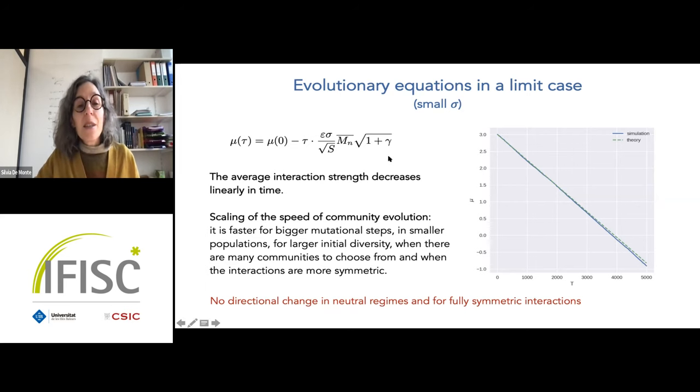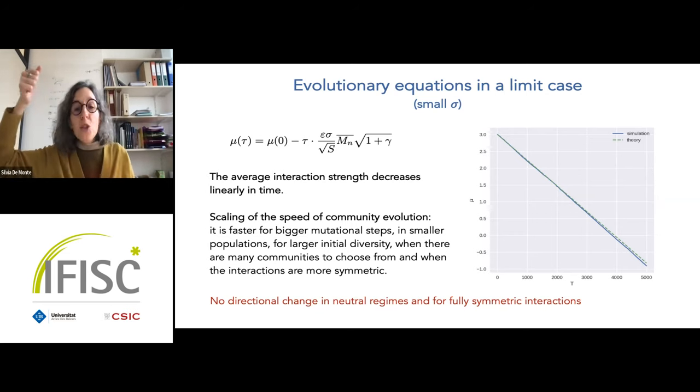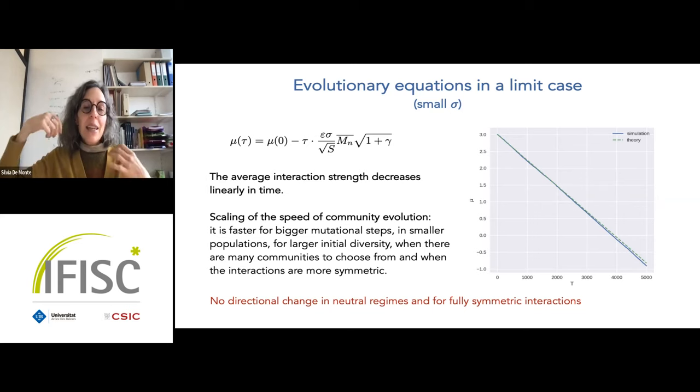Something I didn't mention is that the speed of this decrease depends on the symmetry of the interaction matrix. It is faster for symmetric matrices, whereas for anti-symmetric matrices, where basically if you push up one abundance, you have to push down the other one, then it is impossible to evolve higher total abundance.